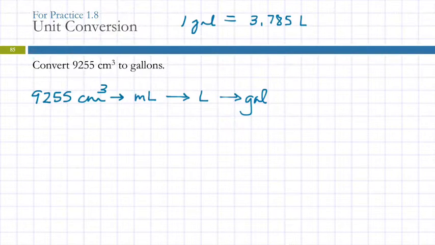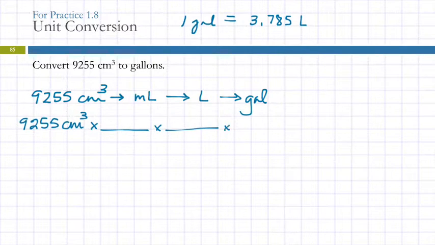That's the hardest part, in my opinion. Figuring out how I am going to get from here to there. Now it's just a matter of doing it. It may be tedious, you may not like it, but it's not actually hard. So 9255 cubic centimeters. 3 arrows, 3 fractions. Cubic centimeters, milliliters, liters, gallons. Same thing. Cubic centimeters, milliliters, liters, gallons. I am just copying down what I figured out. That's all I'm doing.